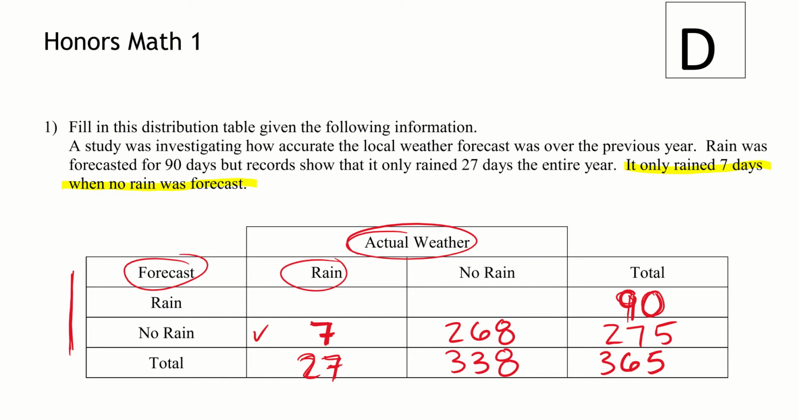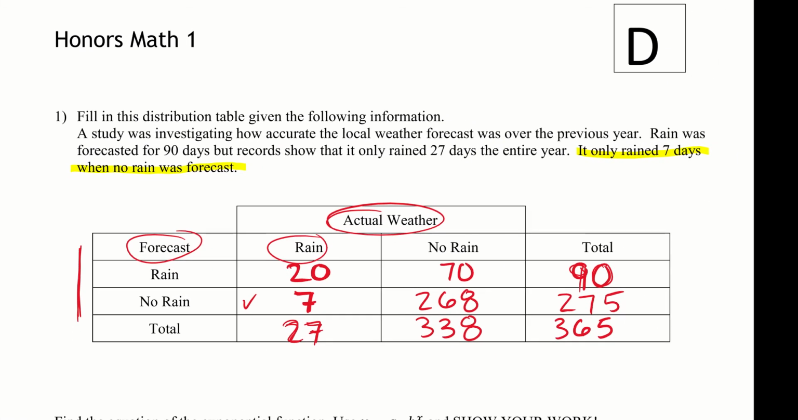And the other thing, these columns have to add up. So this must be the number 20. 20 plus 7 is 27. And then this number has to be 70. 70 plus 268 is 338. Now, that's all that this question asked.